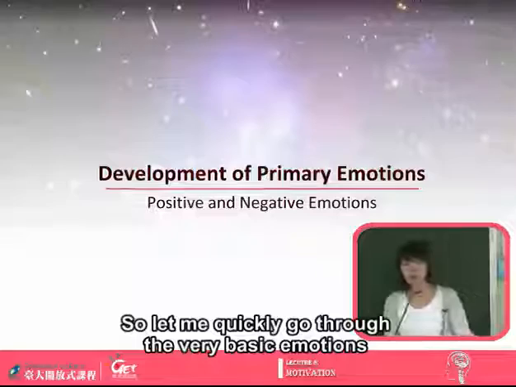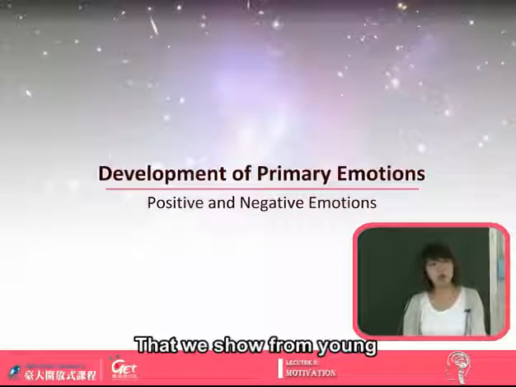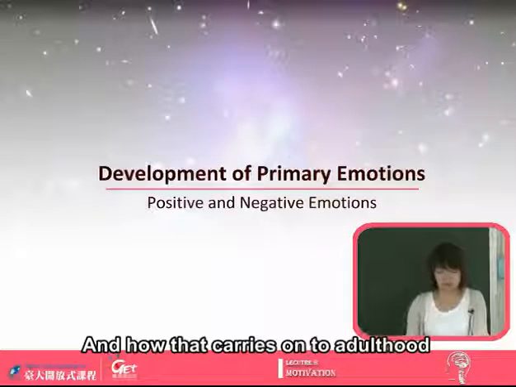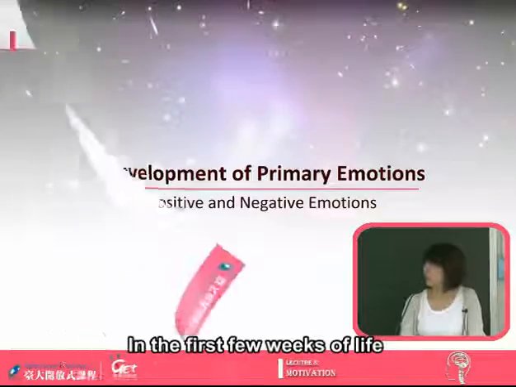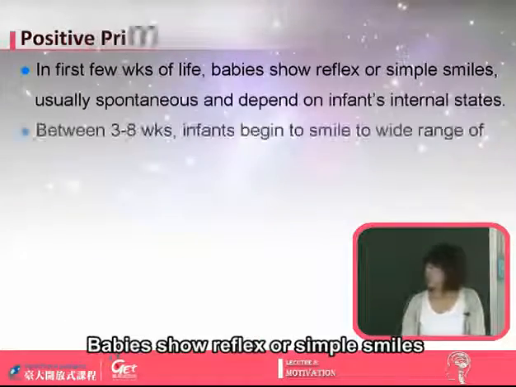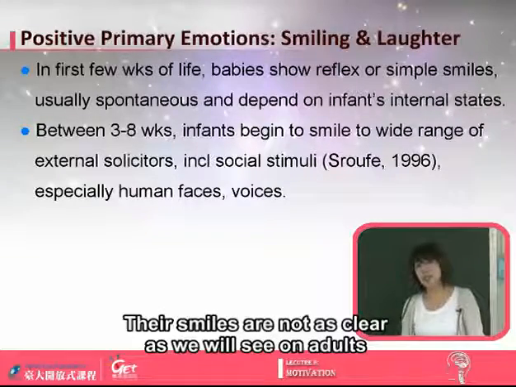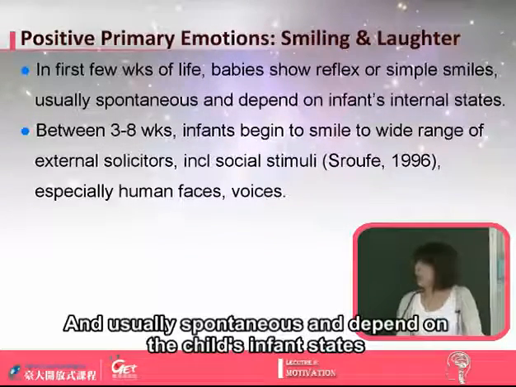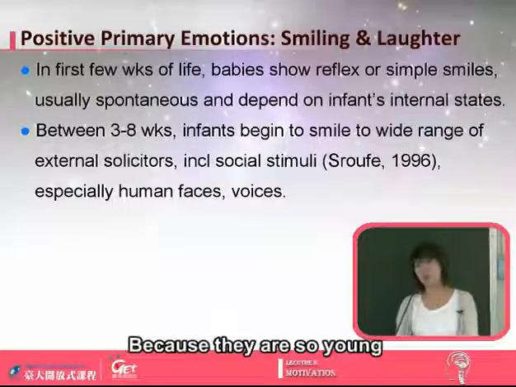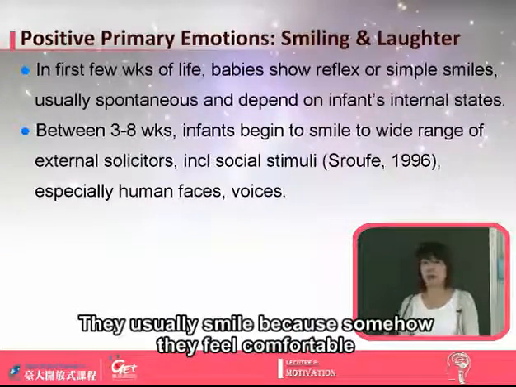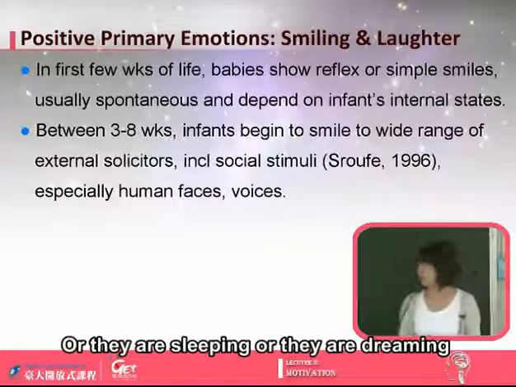So let me quickly go through the very basic emotions that we show from young and how that carries on to adulthood. In the first few weeks of life, babies show reflex or simple smiles. Their smiles are not as clear as we would see on adults, and they're usually spontaneous and depend on the child's infant states. Because they're so young, they usually smile because somehow they feel comfortable. Or they're sleeping, or they're dreaming.